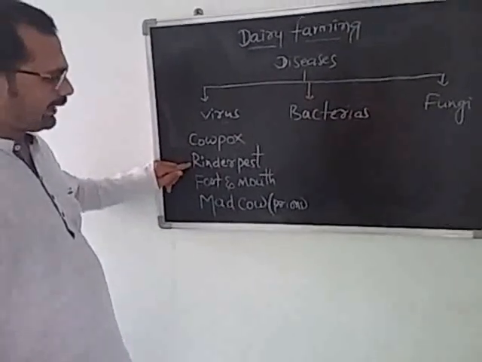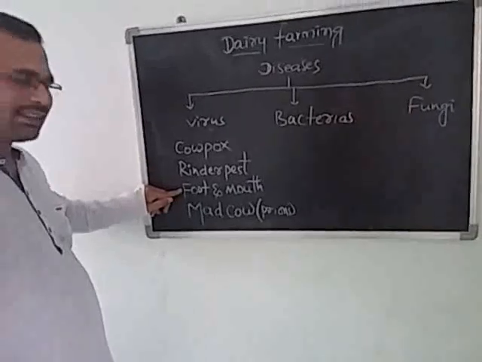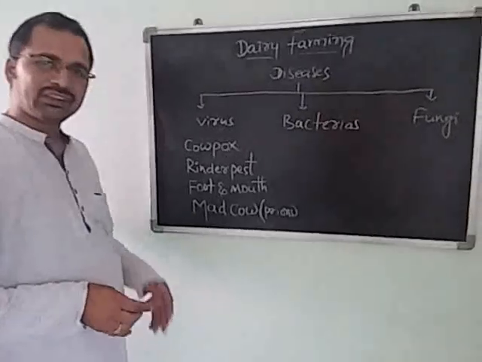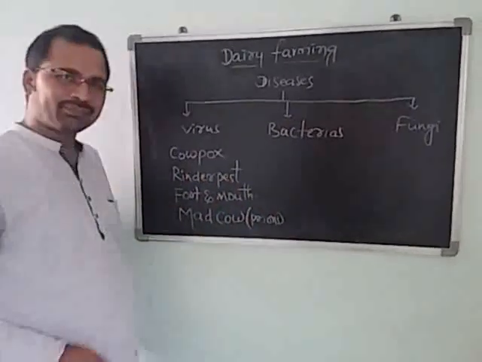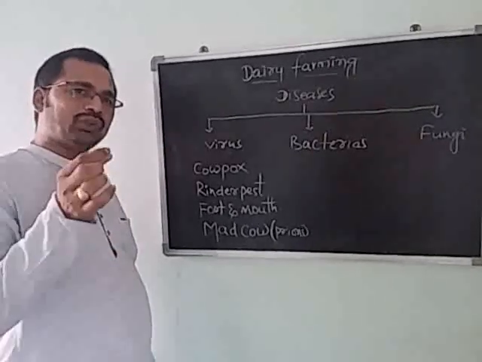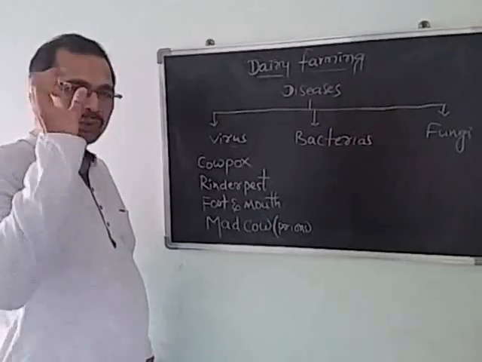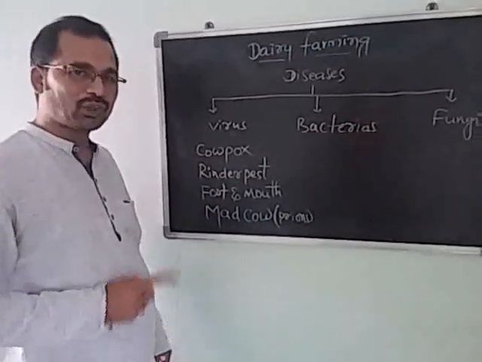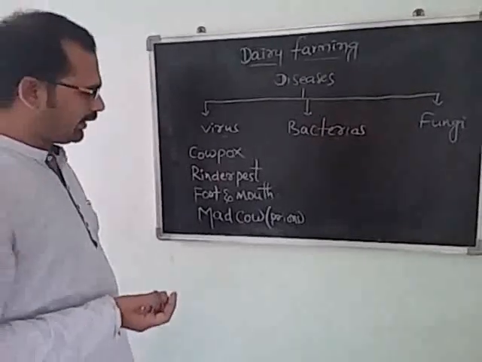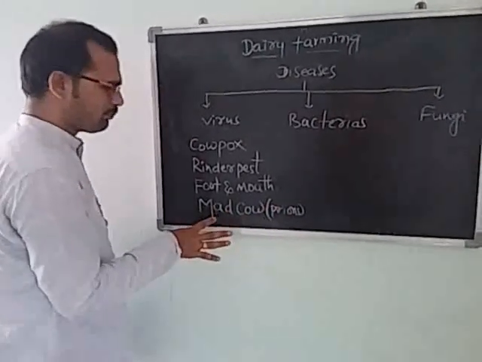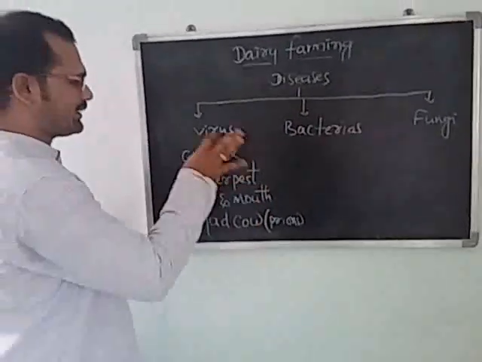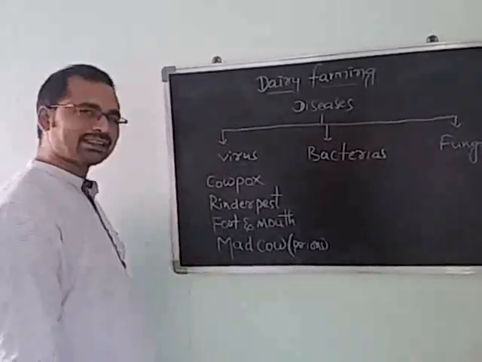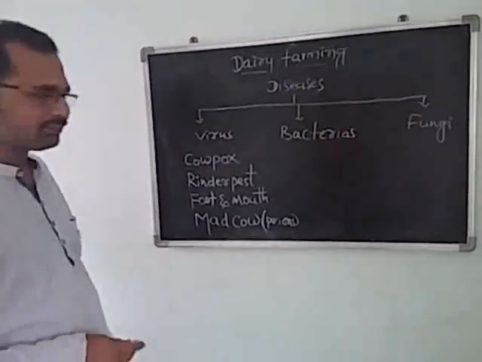Cowpox, rinderpest, foot and mouth disease are caused by viruses. Do you know what prions are? A virus without nucleic acid, only the protein coat, is what we call prions. We discussed that in the first topic. Prions cause mad cow disease. Viruses cause cowpox, rinderpest, and foot and mouth disease. These are the viral diseases in cattle.